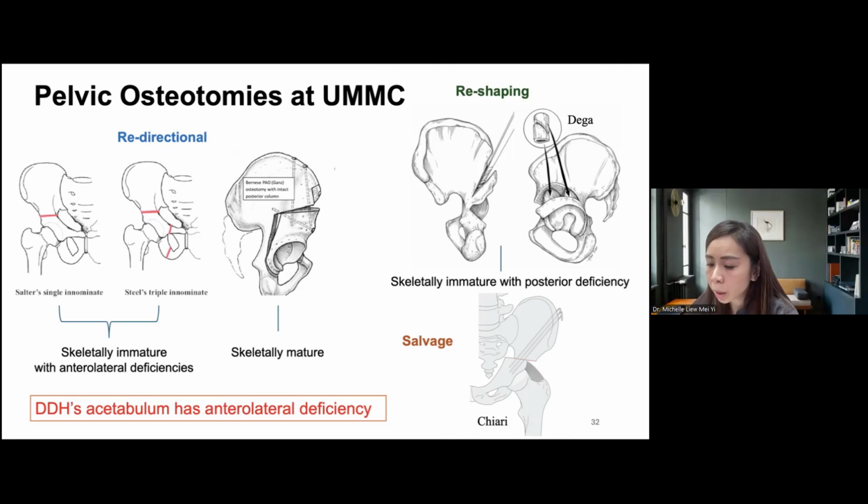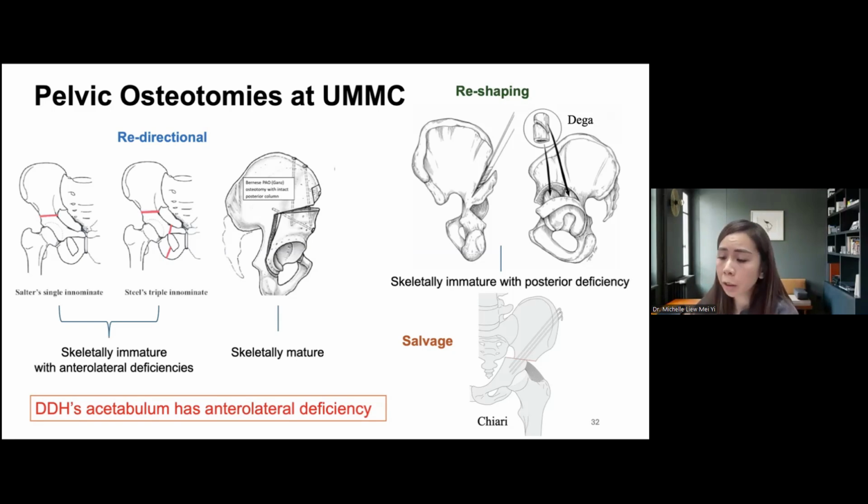So at UMMC, we typically perform Salter and triples for a redirectional osteotomy. A reshaping, we would normally opt for a Dega. So yeah, again, the type of pelvic osteotomy chosen is based on where the acetabular roof deficiency is. So DDH is usually an anterolateral deficiency.